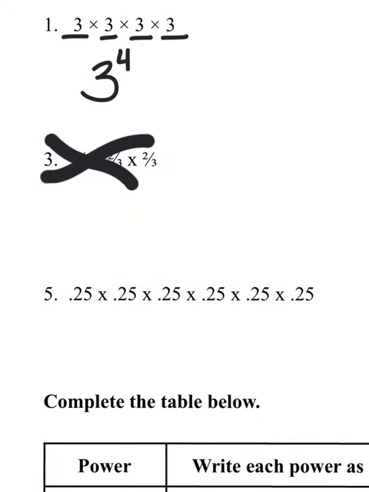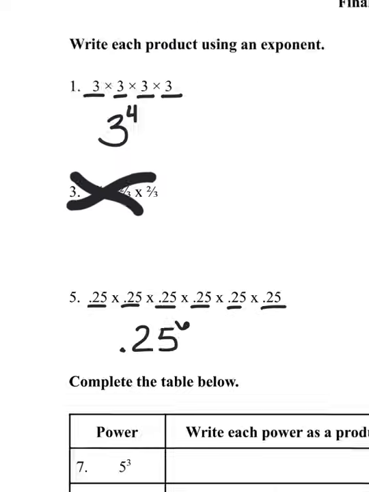Again, count how many we have. So we have 1, 2, 3, 4, 5, 6. So it's going to be 0.25 to the 6th power. Again, we don't have to multiply them out. We just leave it as it is.